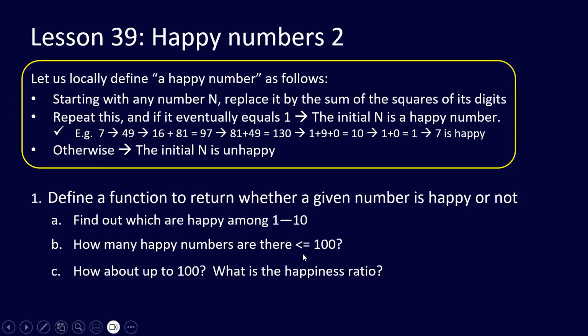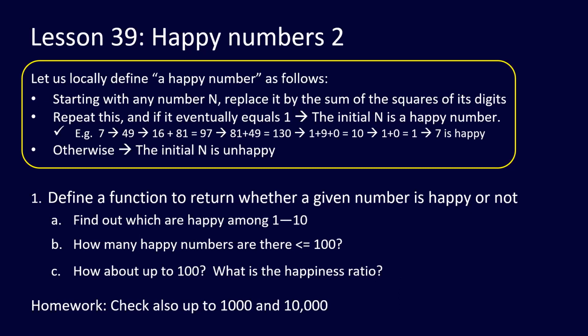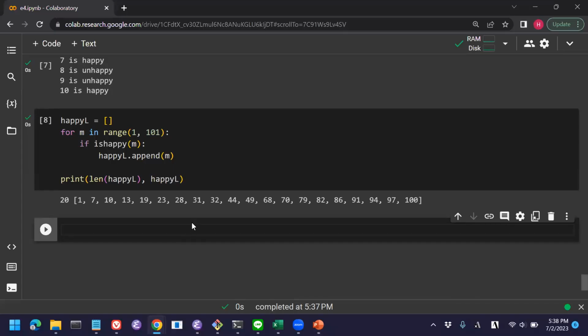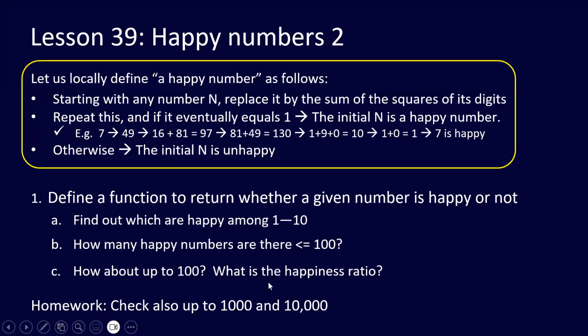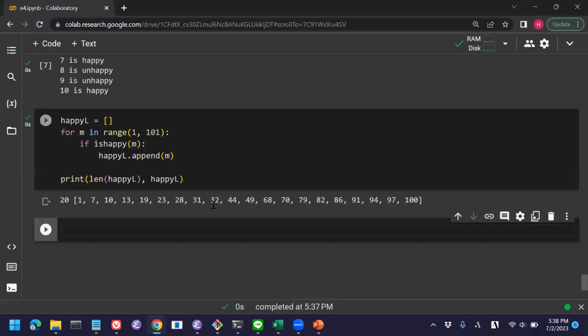How about up to 1000? What is the happiness rate? Okay, happiness rate up to 100 is 20%, because 20 out of 100. How about, let's check it up to 1000 and then leave the 10,000 case to you.